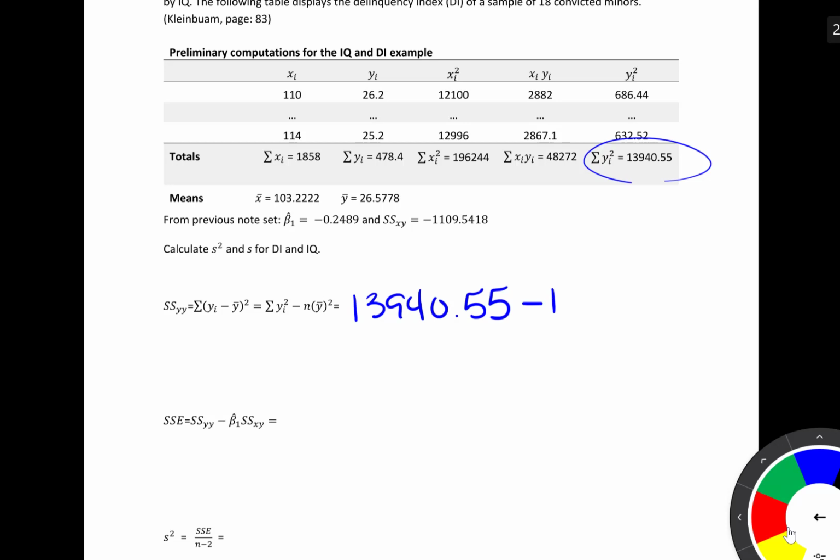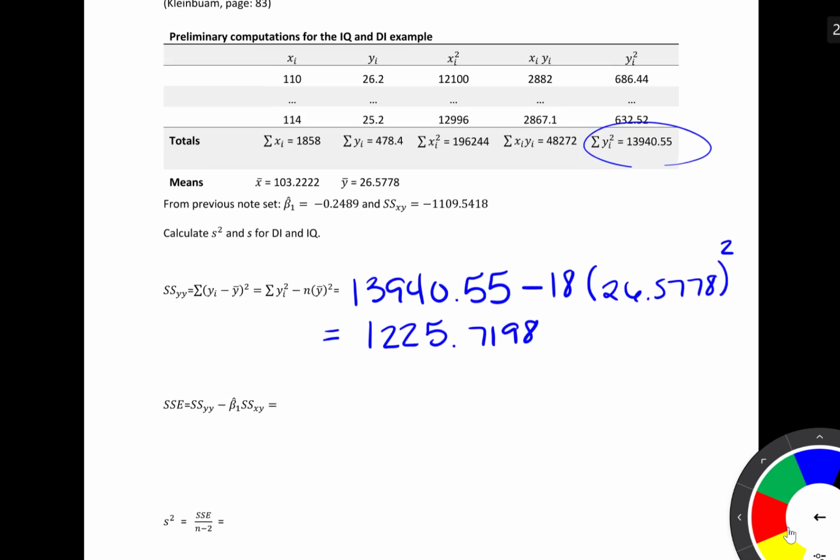Minus n is our sample size, and there were 18 sample points. And then y bar squared. And this value is equal to the following. And again, I'm only taking these to 4 decimal places because this is just for an illustration. If you were going to do this by hand, you would want to take at least 6. But again, rarely would you ever calculate these by hand. The majority of the time you're going to use software.